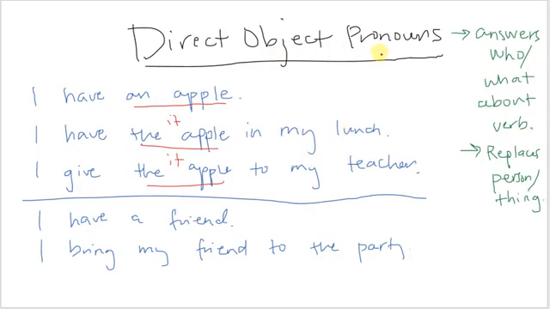So a direct object pronoun is what we use to replace the person or thing so that we don't keep repeating ourselves over and over. So instead of saying I have an apple, I have the apple, I have an apple, I have it in my lunch. I give it to my teacher.